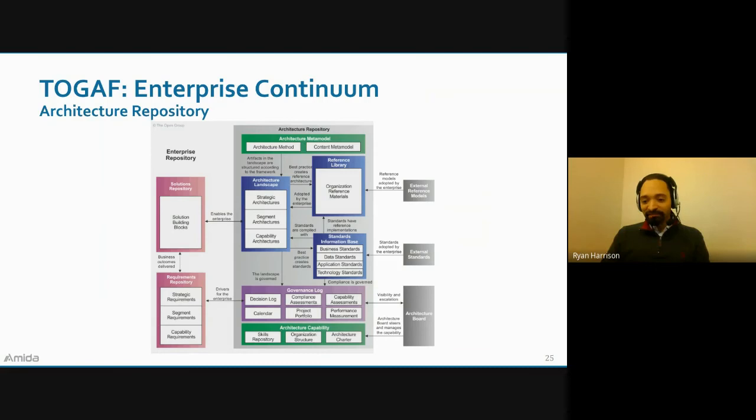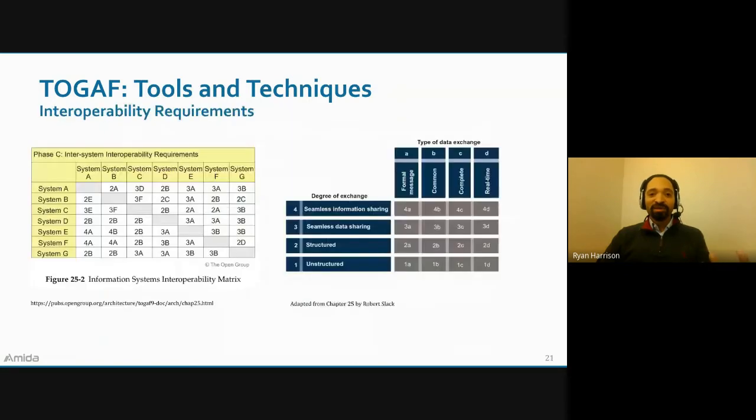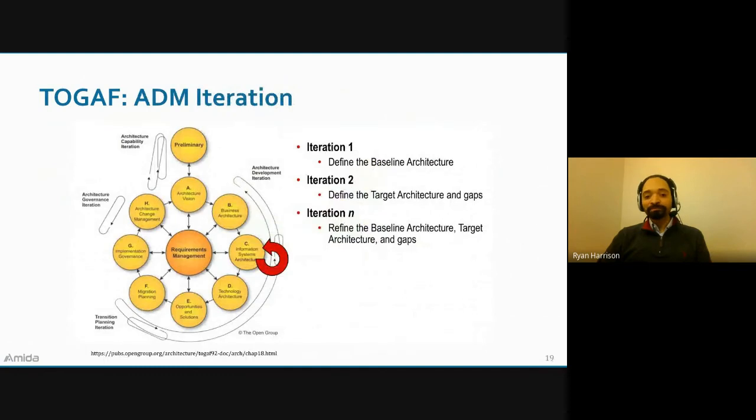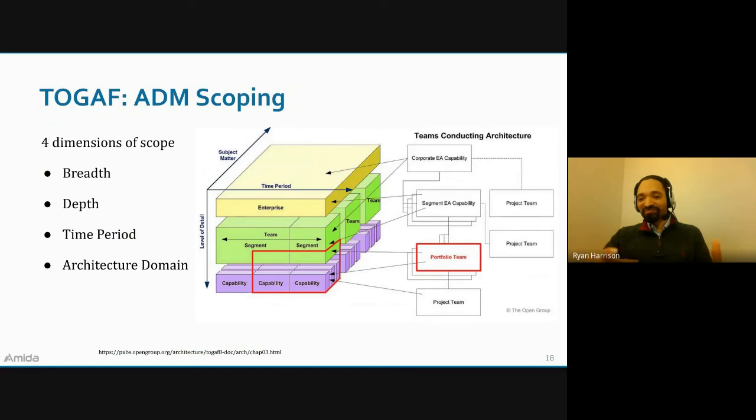But otherwise, the concept of the enterprise continuum is really for implementing TOGAF at an organization. It's not so applicable to an individual developer. The stuff that's applicable to an individual developer is this grab bag of tools and techniques that you can use, and also the concept of scoping and iteration. So you can go back to your architect and say, this isn't defined in another iteration, or in TOGAF, you trigger another architecture roundabout based on something that you might need.